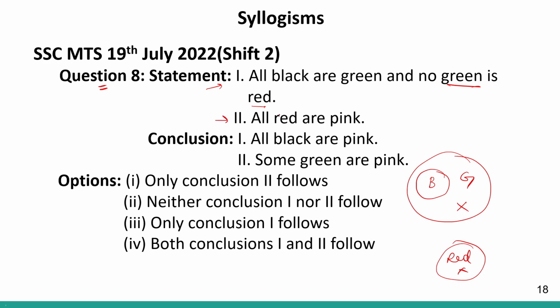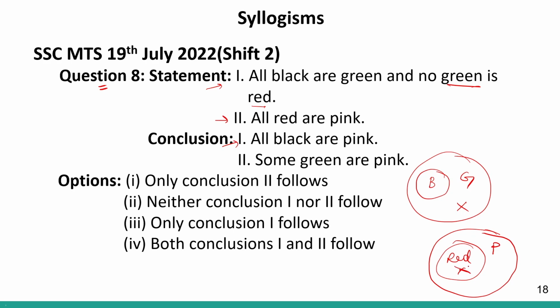Statement number 2 says all red are pink. So, all red are pink will be written like this. All red are pink. Correct? This will be my Venn diagram. This will be my representation. Let us look at the conclusions. Conclusion number 1 says all black are pink. So this may or may not be true.